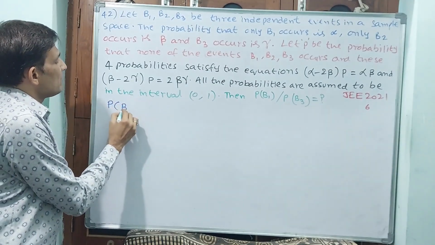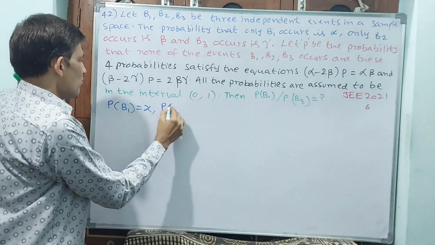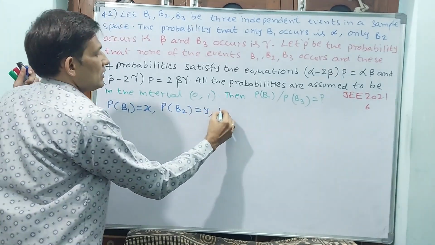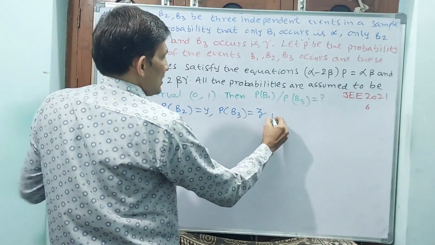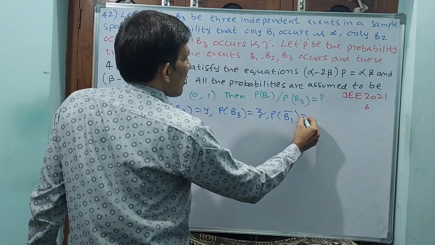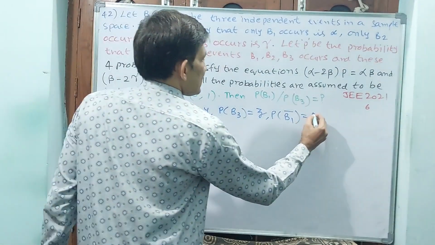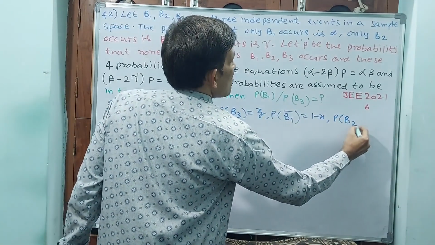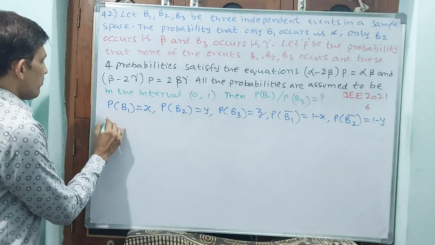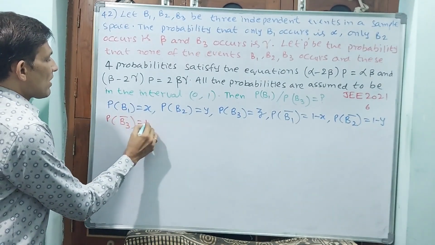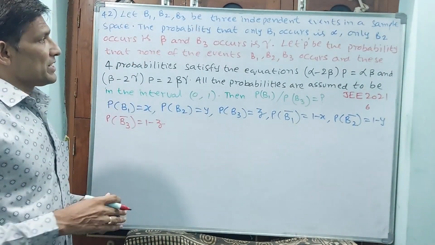See, let the probability of B1 be X. Because A, B, C I am not taking, P is already there. Let probability of B2 be Y. Probability of B3 I am taking as Z. Accordingly, probability of B1 not happening is 1 minus X, probability of B2 bar is 1 minus Y, probability of B3 bar is 1 minus Z. These are independent events, clearly they have mentioned.